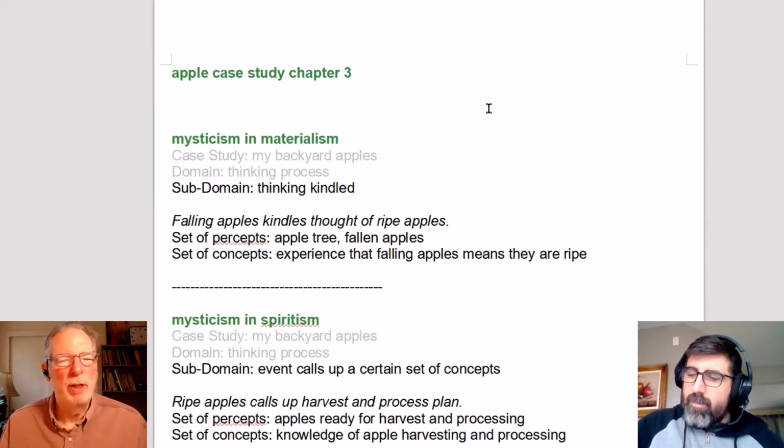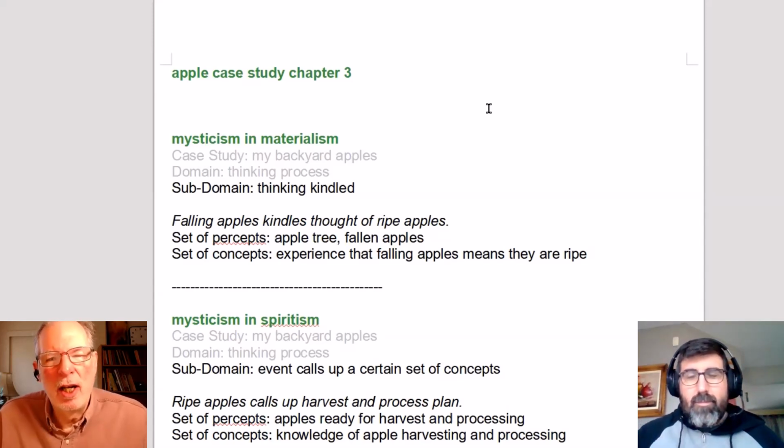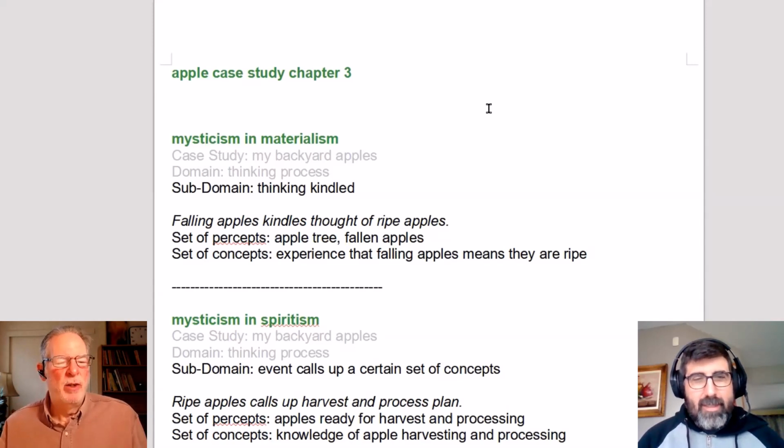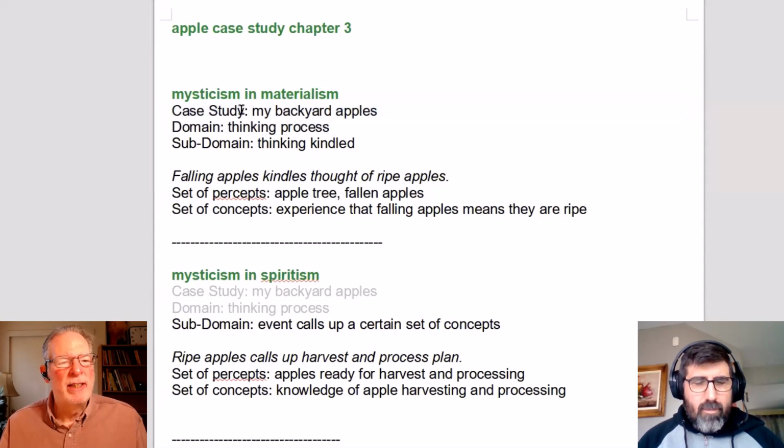It's mysticism and materialism, kind of like such and such planet and such zodiac, or I don't know how that works in astrology, but yeah, it's kind of like the language of astrology, mysticism in materialism. These next two are the same in each case, which is a case study of backyard apples.